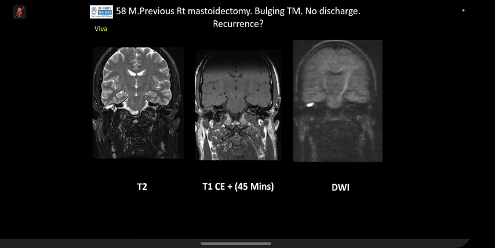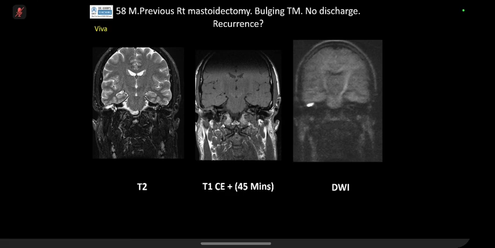How do you do that imaging? This is on this slide. You do a 45-minute delay scan with contrast. Granulation tissue will enhance, fluid will not enhance, cholesteatoma will not enhance, and cholesteatoma will show restricted diffusion. By this technique, if you do it with contrast at 45-minute delay, you can differentiate between fluid, granulation tissue, and cholesteatoma.